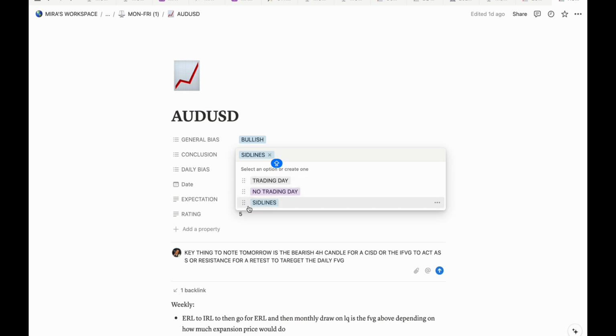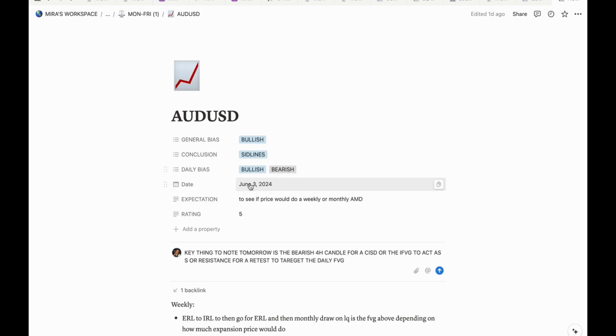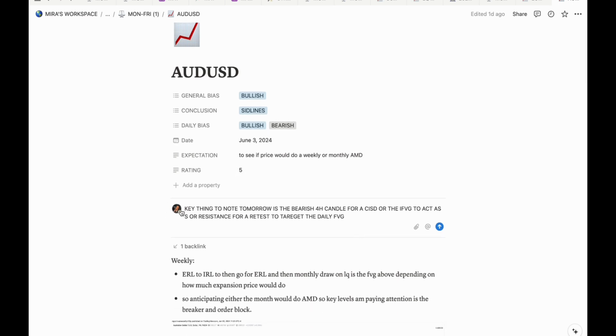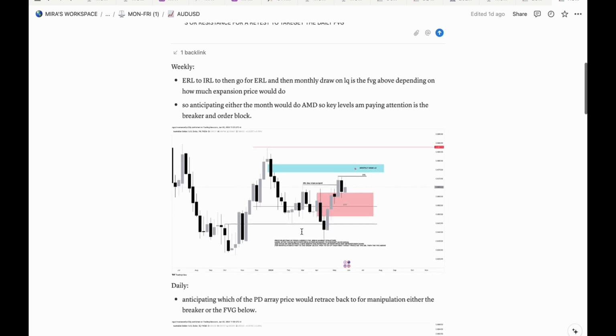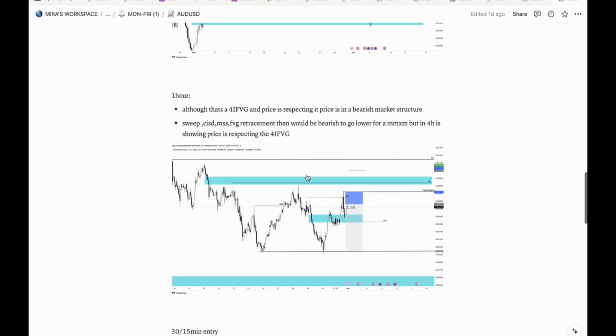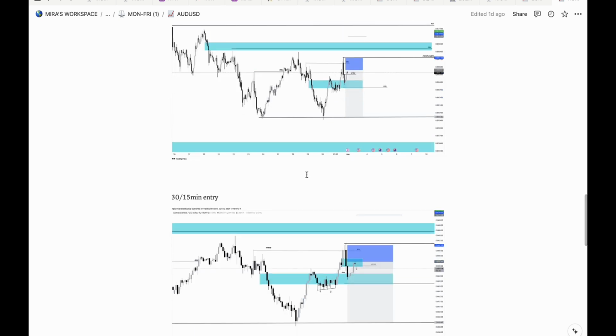If it looks like I'm going to be trading or I might not be trading, then I put sidelines. Then I put the date. Then for expectation, I put what I think is the most important thing I'm looking forward to price doing. Then the key thing to note tomorrow is the bearish 4-hour candle for a change in state of delivery. It's an important thing you just want to outline. So that's where I put it.